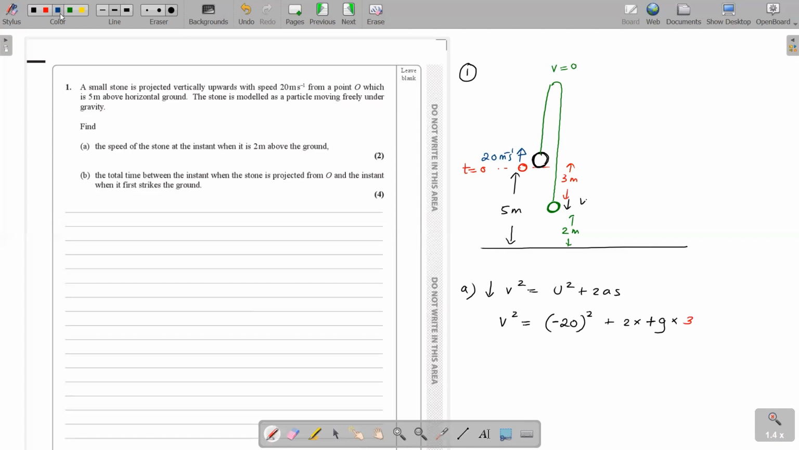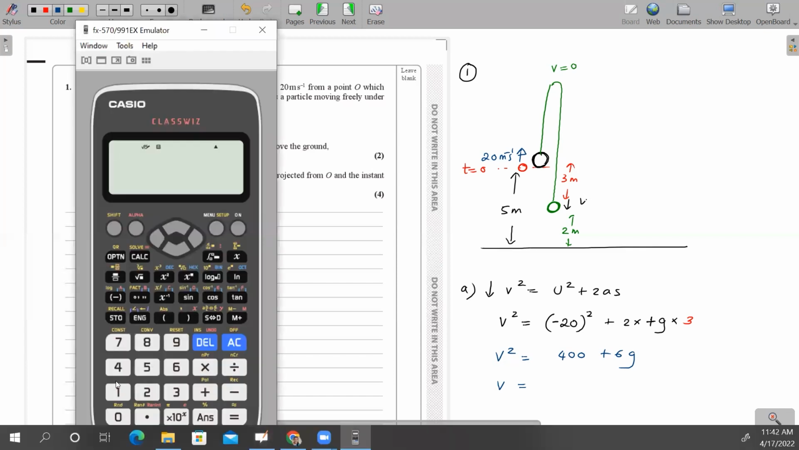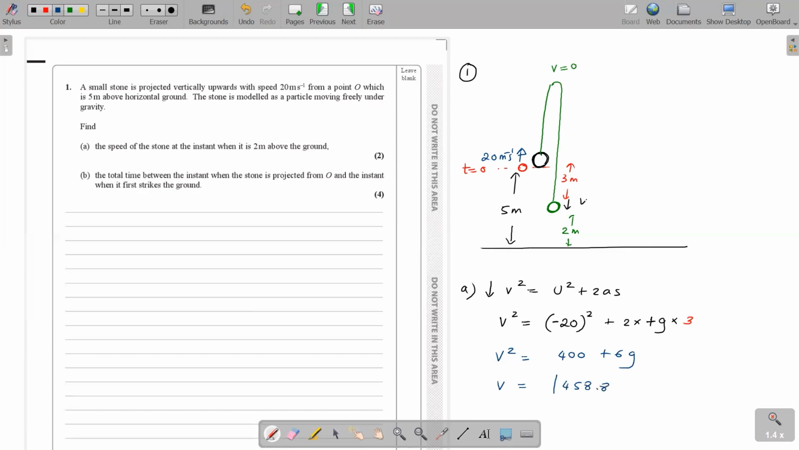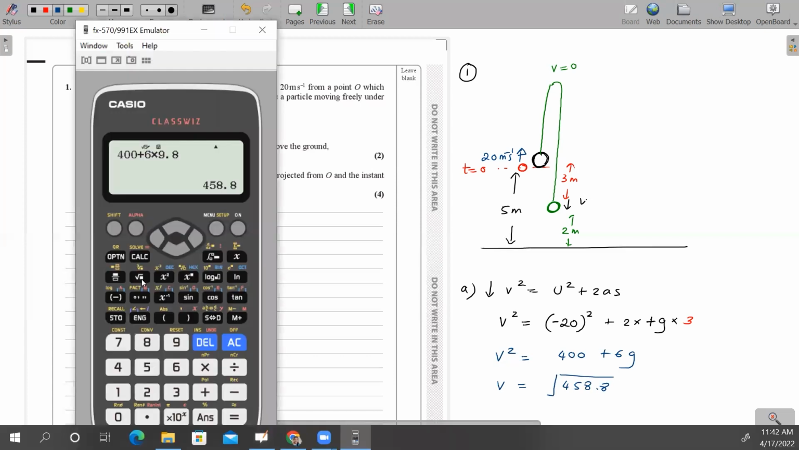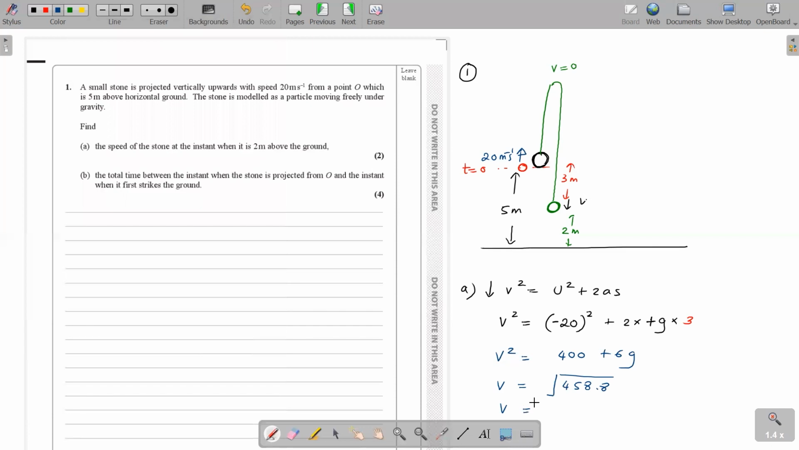Okay, then what's the answer? V squared equals 400 plus 6g. Can I know the value? V is the root of this. How much is 400 plus 6g? Give me the answer to 3SF at the end. 400 plus 6 times 9.8, which is 458.8. And then you have to take the root of it. The square root gives me 21.4196. So make sure you give your answer to 3SF, 21.4 meters per second.